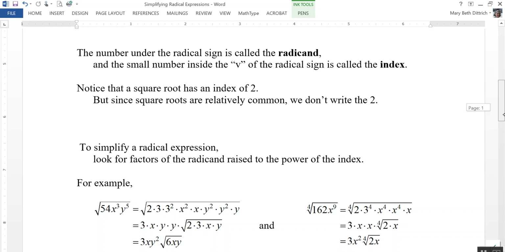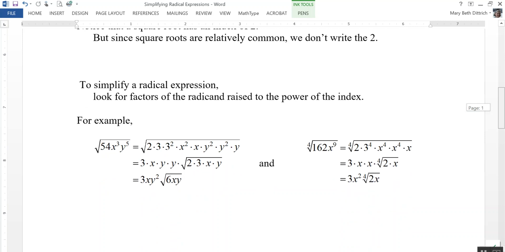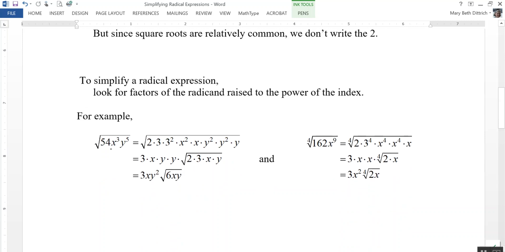Here's a couple examples. So here we have the square root of 54, x to the third, y to the 5th. First I want to look at 54. 54 is 6 times 9 is what pops into my head. 6 is 2 times 3, and 9 is 3 squared. The index in a square root is 2, so I want to look for any of those prime factors that I can raise to a power of 2. So that's why I wrote 54 as 2 times 3 times 3 squared.